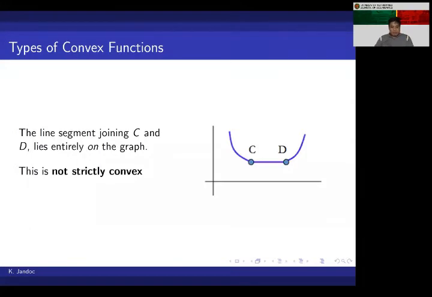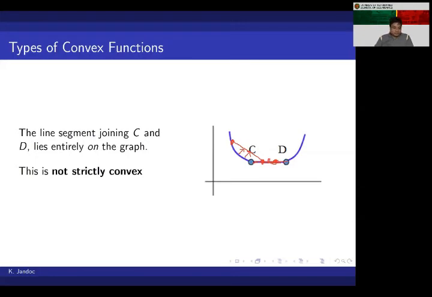Now this is an example of a function that's convex but not strictly convex. Again you have a flat part over here where when you join these 2 points C and D, the line segment is on the graph. The definition of a convex function is that 2 points are either above the graph or on the graph. A strictly convex function is where all line segments joining 2 points are above the graph. In this case, if you take 2 points like this one, it's on the graph, so it's not strictly convex.